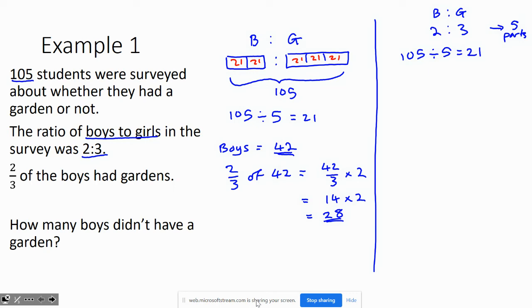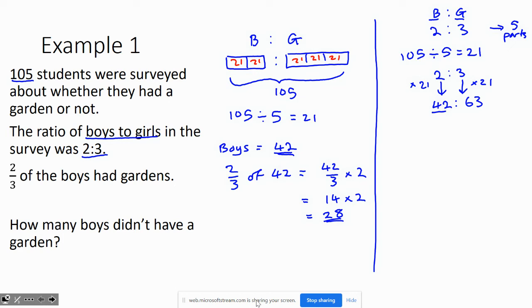So at this point, at the ratio of 2 to 3, we can multiply both sides of our ratio by 21. Okay, so we get on the left-hand side 42, on the right-hand side 63. And that tells us the boys were 42. So we had 42 boys.